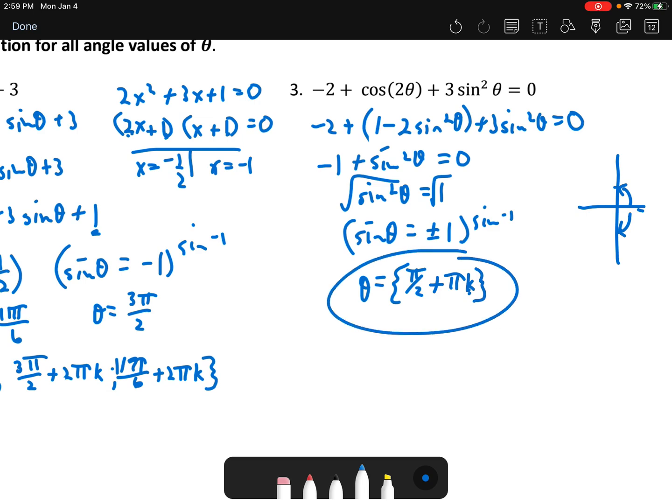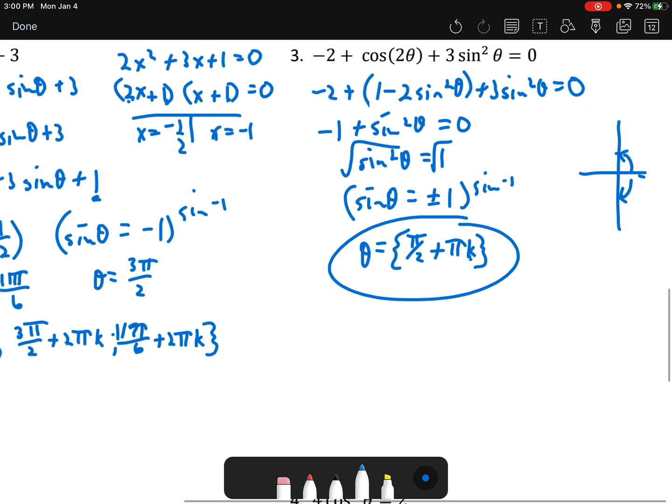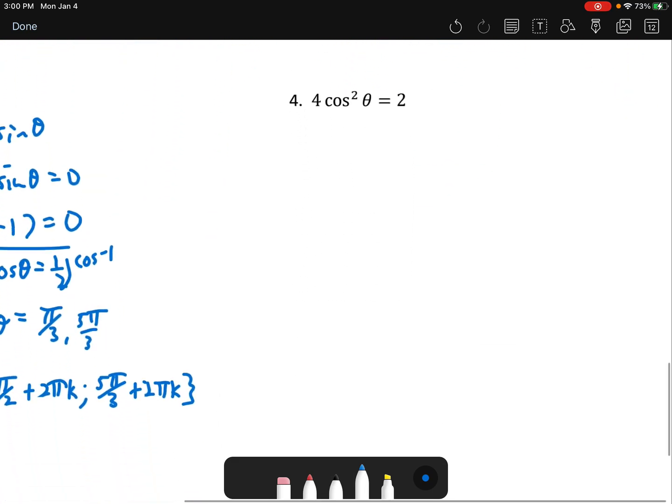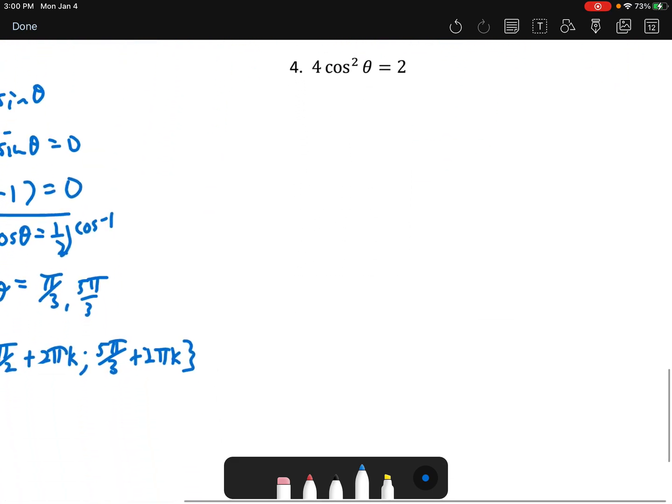Okay, so this is all we need for this particular problem. I would not count it wrong if you put pi over 2 plus 2 pi k and 3 pi over 2 plus 2 pi k. It is redundant, but I wouldn't count it wrong.